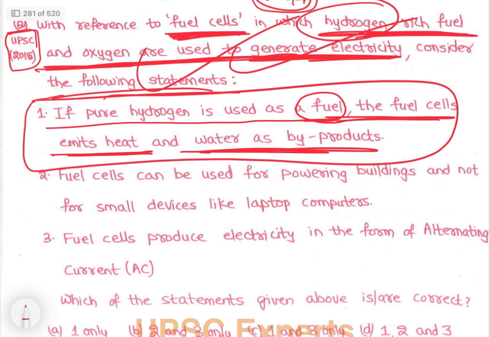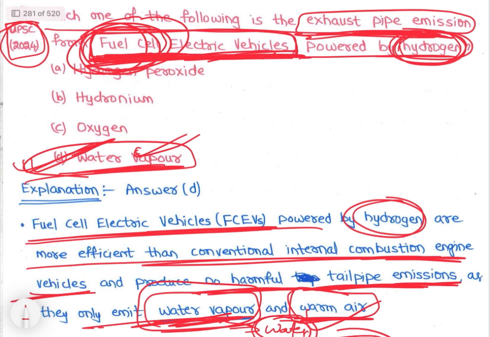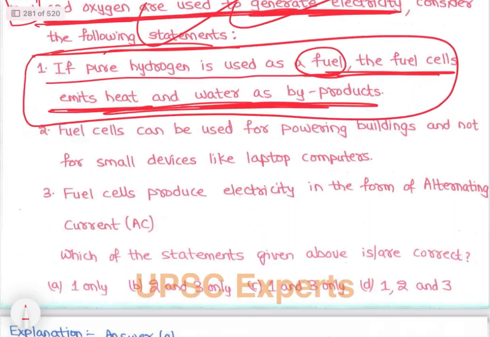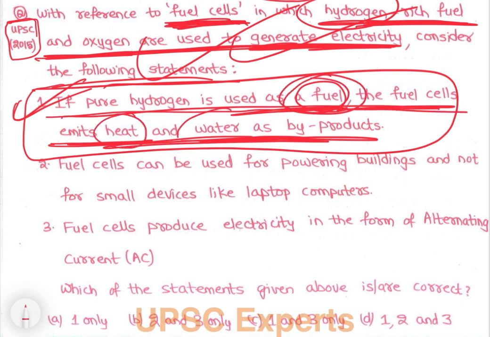So अब अगर ये क्वेश्चन अच्छे से कर लिया होता तो 2024 question you would have easily attempted. So that's why PYQs are very important and that's why I am focusing mostly on PYQs also in the course. So this is correct. If pure hydrogen is used as a fuel in fuel cell, the fuel cells emit heat and water as byproduct. Yes, that is only these two.